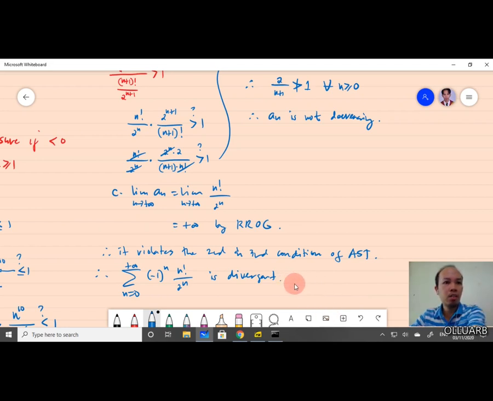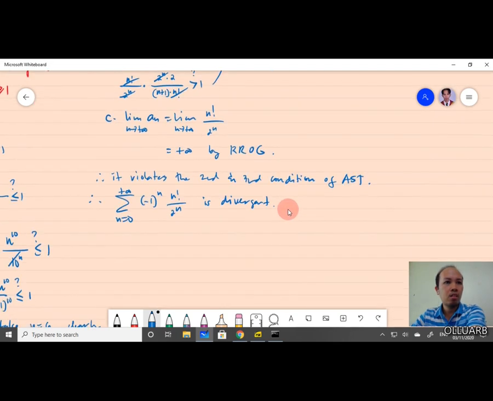Okay, so as you can see, the original series is divergent by AST. So you can only conclude that the series is conditionally convergent if by the given test the series is convergent. But unfortunately, in this situation, the series is divergent. So finally, we can conclude that the original series, or the given series, is divergent. So let's end this. We call this one example.